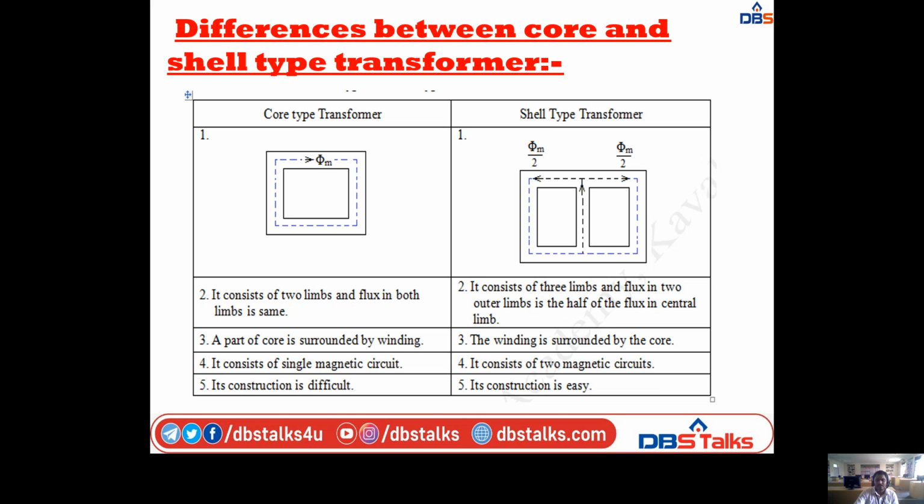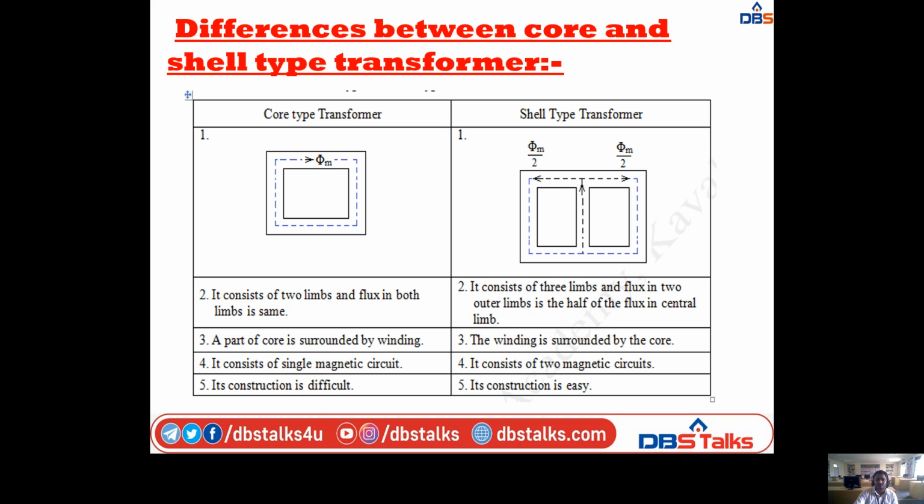Okay, and coming to the third one, a part of the core is surrounded by the winding. So here, in the core type transformer, a part of the core is surrounded by the winding, but in the shell type transformer, the winding is surrounded by the core.